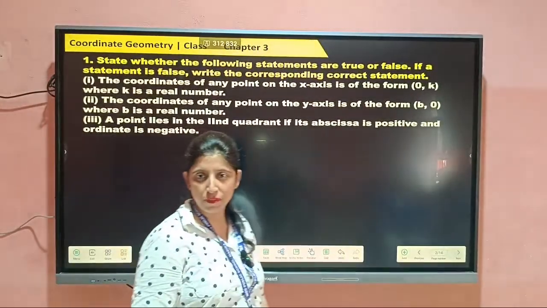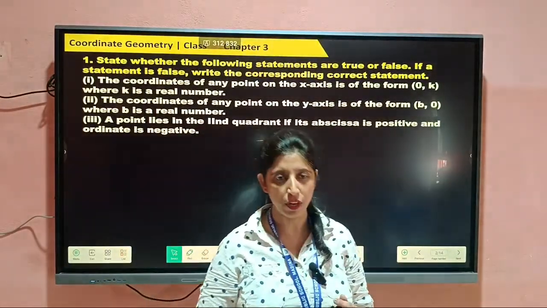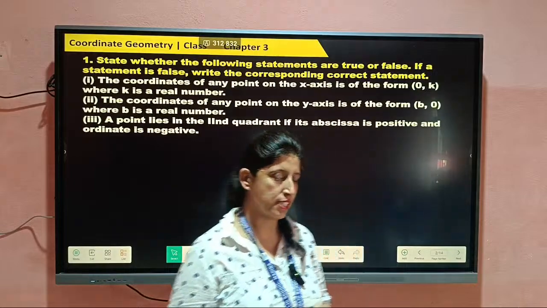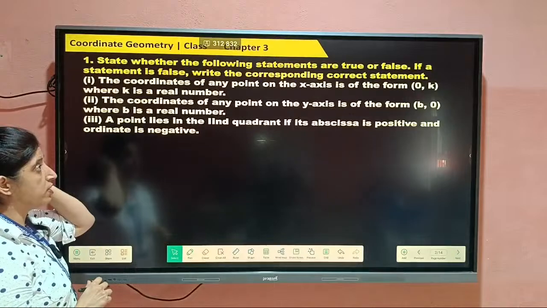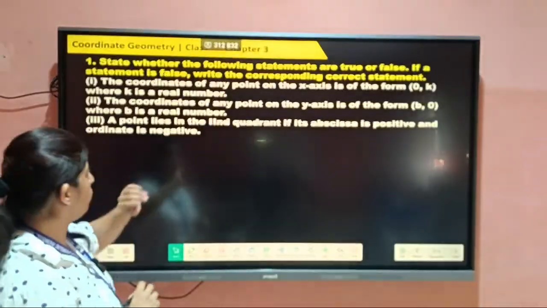Have discussed chapter 3, 3.1 and 3.2. Today we will discuss extra questions of this chapter. So first question we are discussing now.